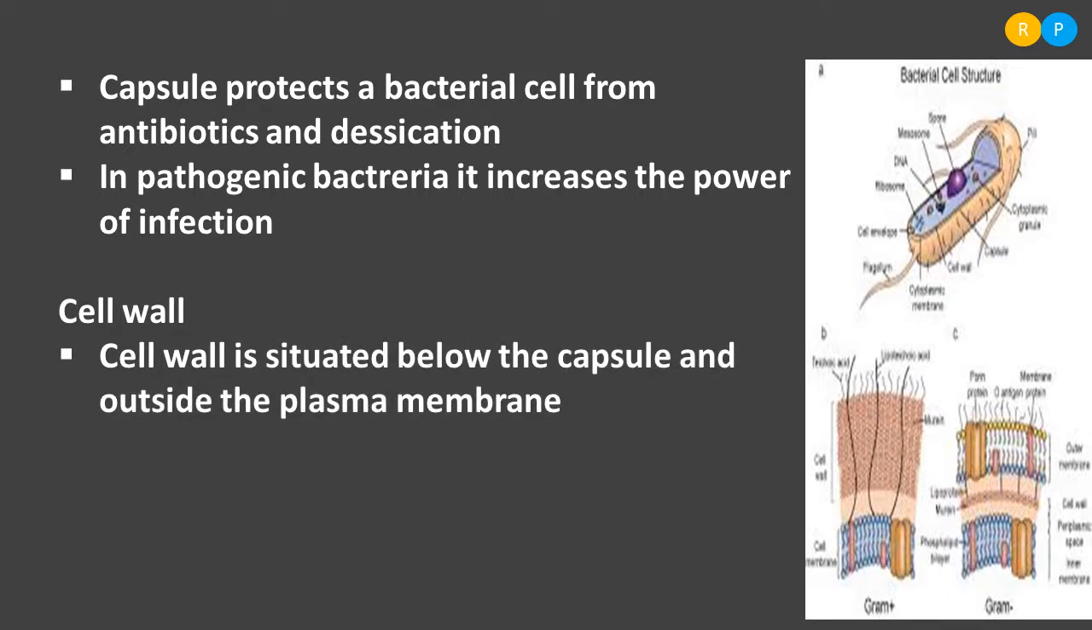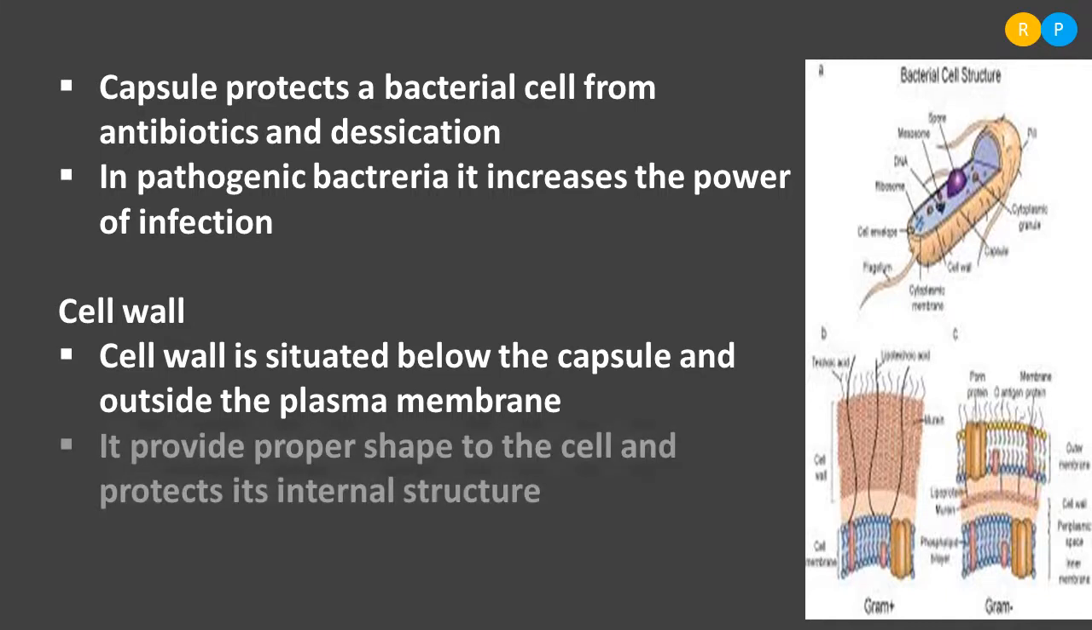So the cell wall is situated just below the capsule and outside the plasma membrane. That means it is actually a middle layer. Next to it, the plasma membrane is present, and outside the cell wall, the capsule is present. So the cell wall actually provides proper shape to the cell and it protects its internal structure.